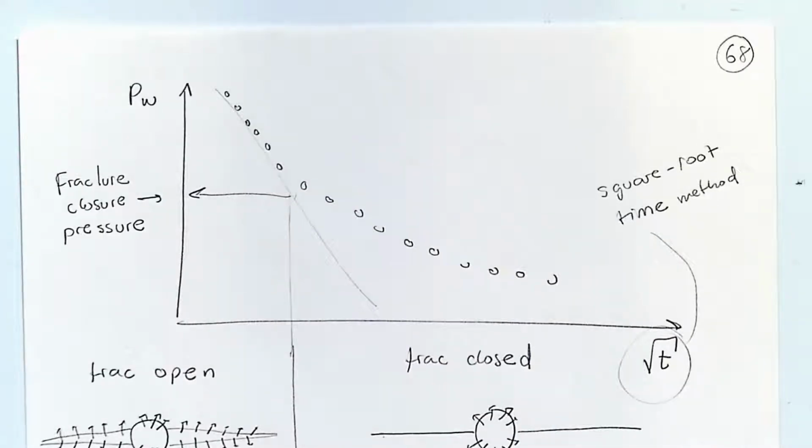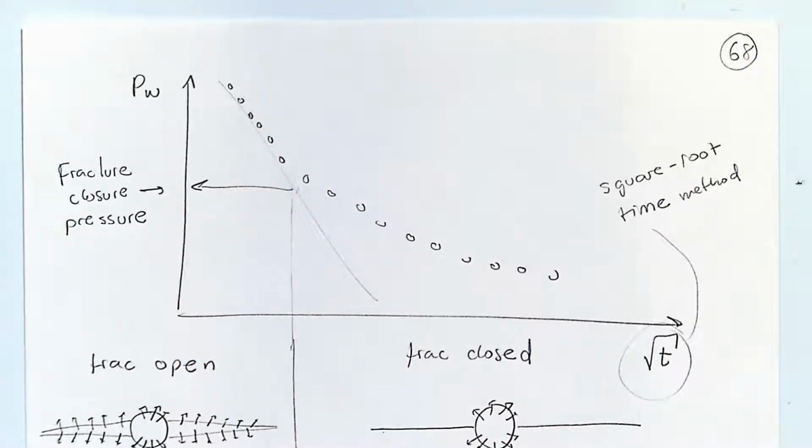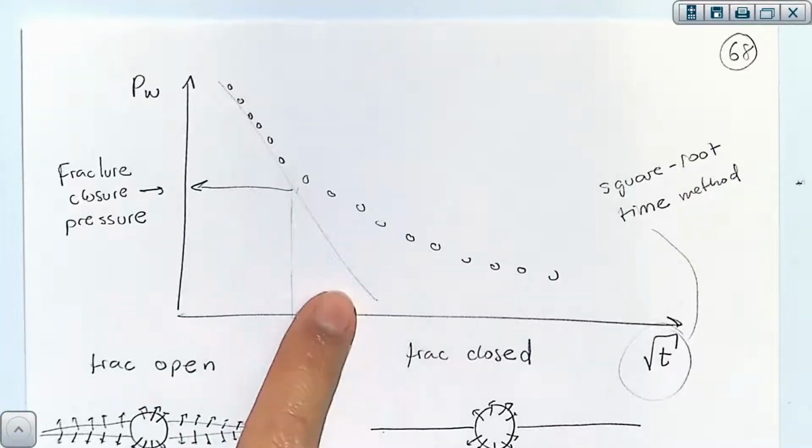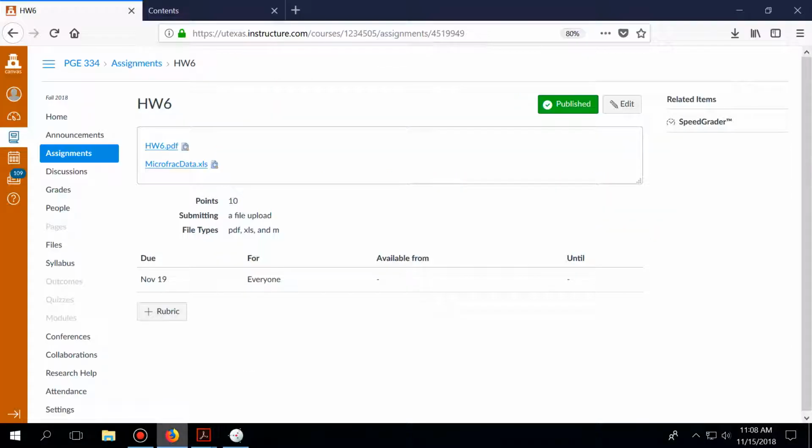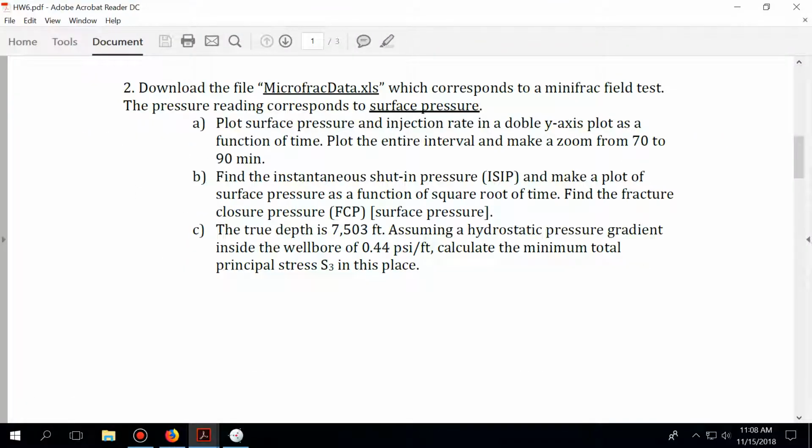You do not have to pick that particular pressure with an accuracy of plus or minus 1 psi. Don't worry about that. There is a lot of uncertainty here. So just pick a point that you are happy with and that more or less resembles this kind of plot, and that's going to be fine. And you're going to have to download a file over here. That's an Excel file. It's right there. You have time, injection rate, and pressure in that file.